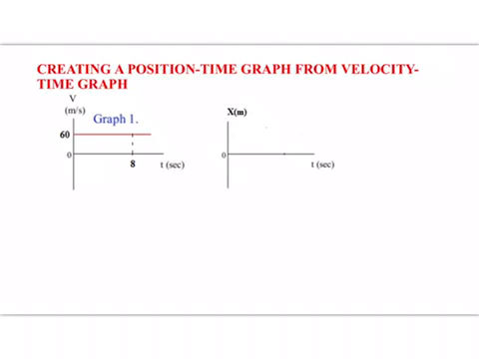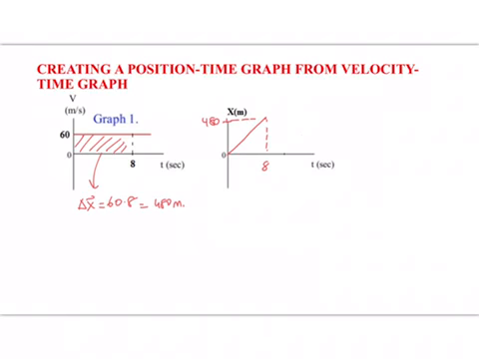Creating a position time graph from the velocity time graph, we have said that the area under the graph gives us the displacement. So for this area, the displacement is equal to 60 times 8, which is equal to 480 meters. So the position time graph will be like this. At 8 seconds, the position of the object will be equal to 480.